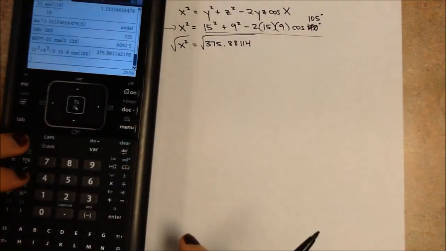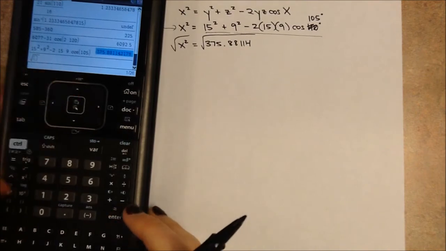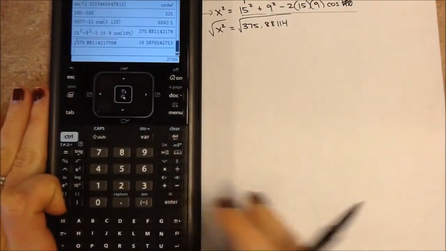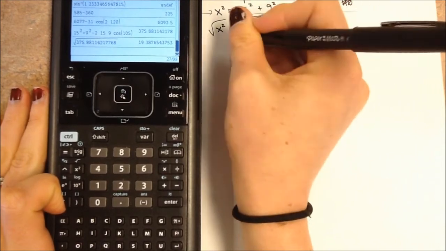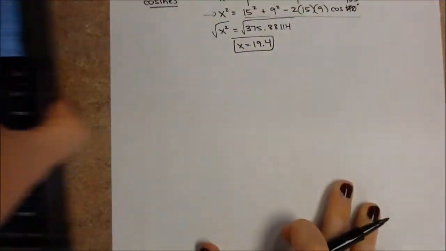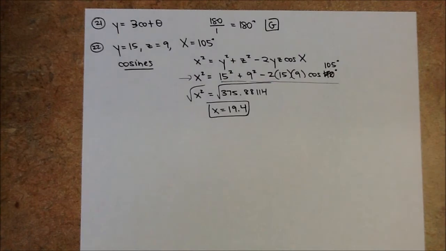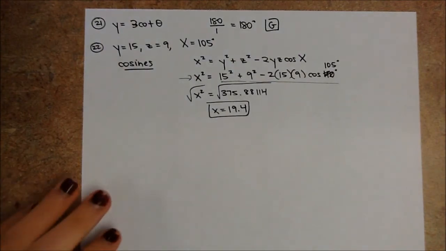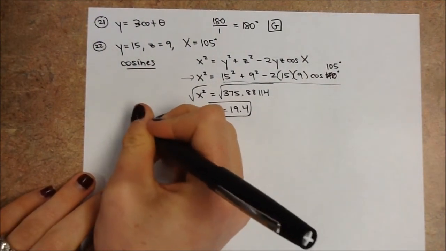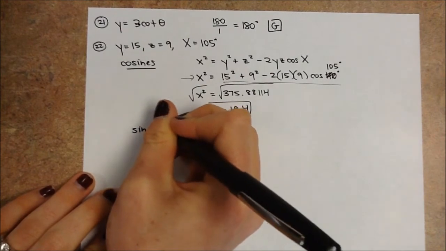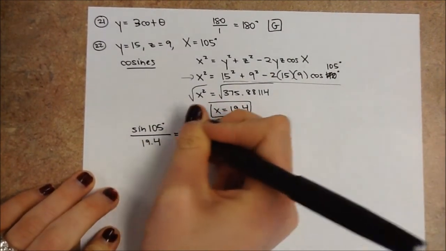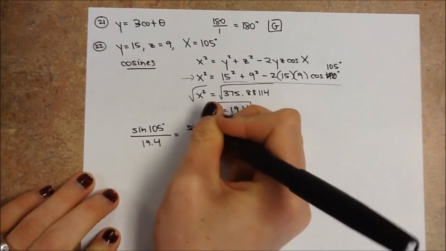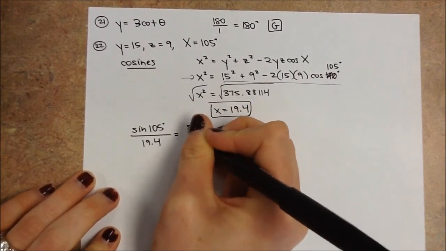So plug in, we've got square root, and then you can just reach up and copy paste that. There we go. So x, remember, rounds to the nearest tenth, is about 19.4. And now we've got a pair. We have the pair of x's, so we can use law of sines. Okay, so you've got sine x over x equals, let's find y first. Doesn't really matter. Sine y over y.